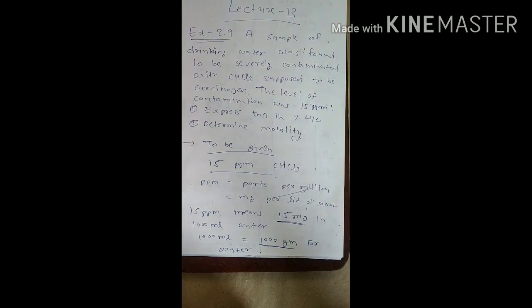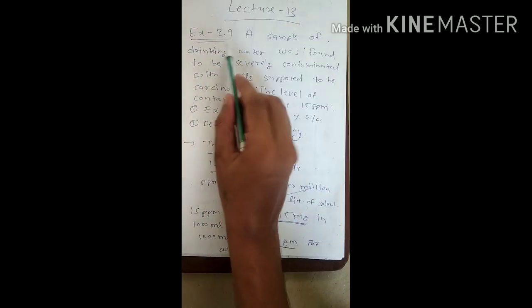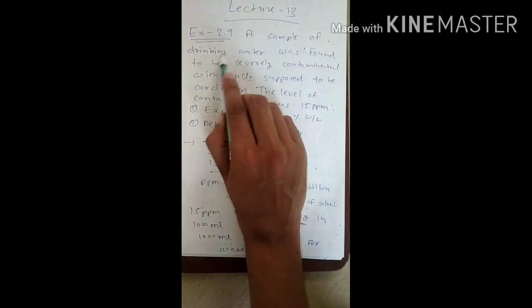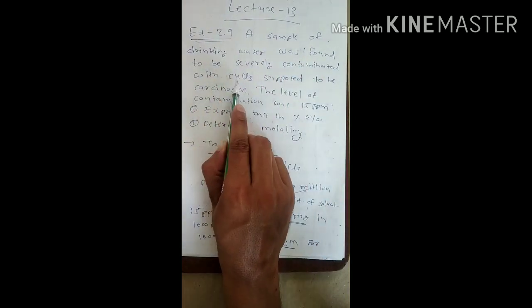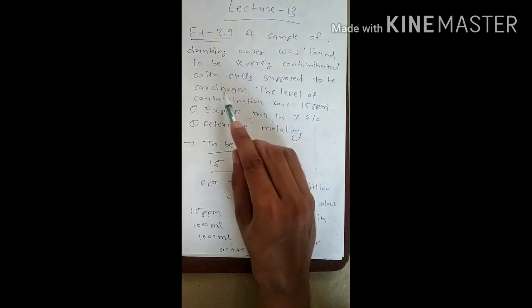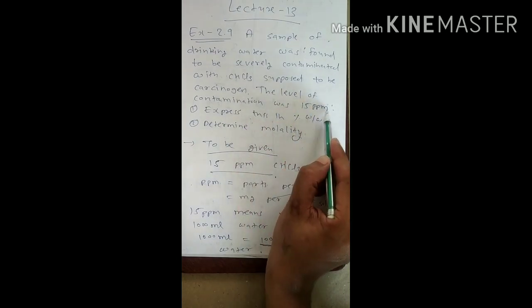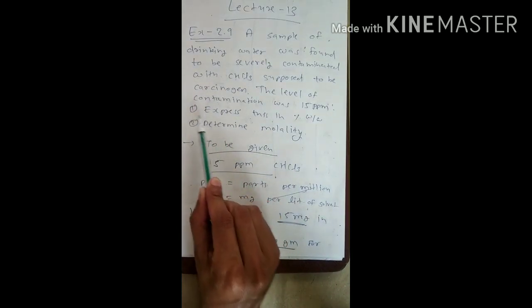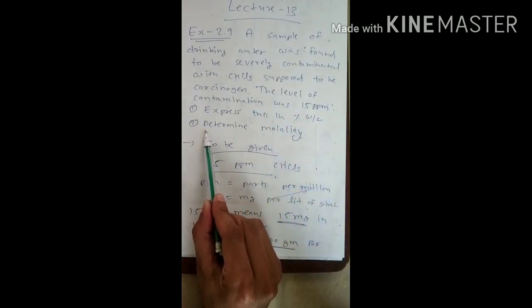First example for today is from exercise 2.9. What is the question? A sample of drinking water was found to be severely contaminated with chloroform, CHCl3, supposed to be a carcinogen. The level of contamination was found to be 15 ppm. So what is to be found out? First, express this in percentage weight by weight, and second, determine the molality.